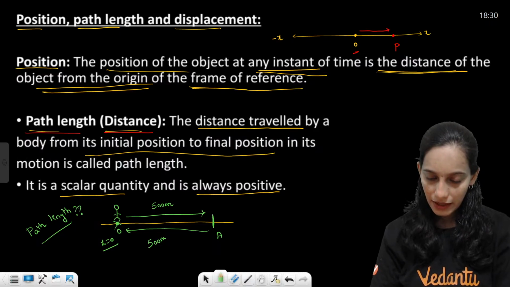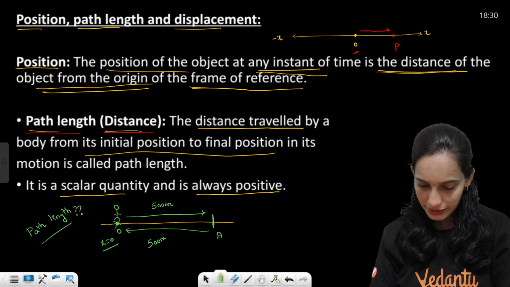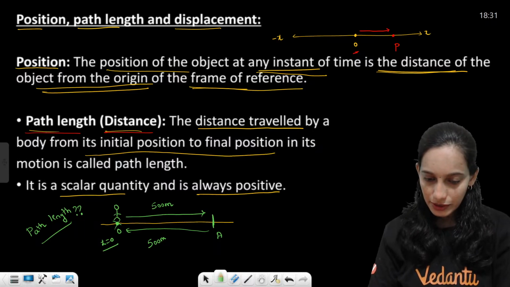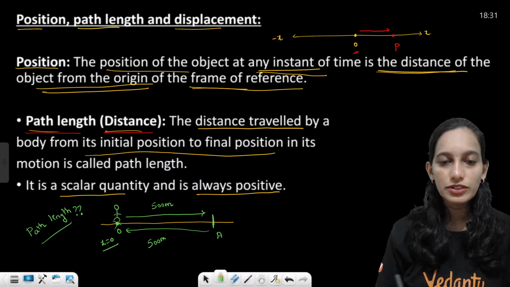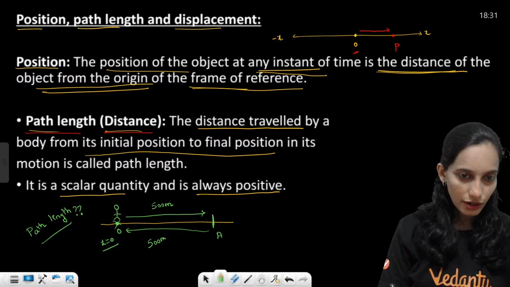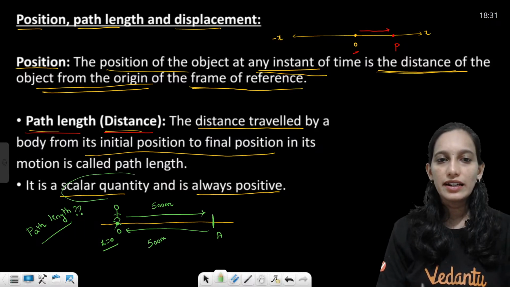Yes, somebody has said 1000 and I think they removed that chat as well. Anyway, what I was trying to tell you is, Shrikant, you also have to follow now. Here the point is that path length is a scalar quantity.